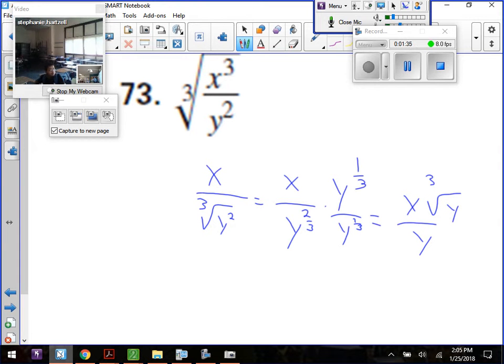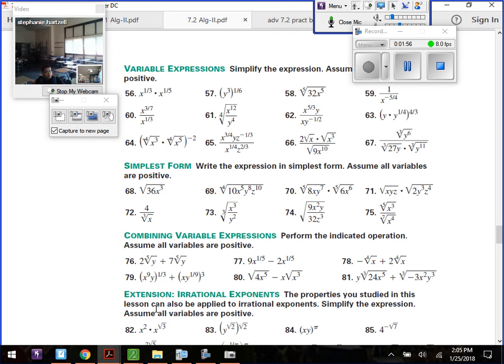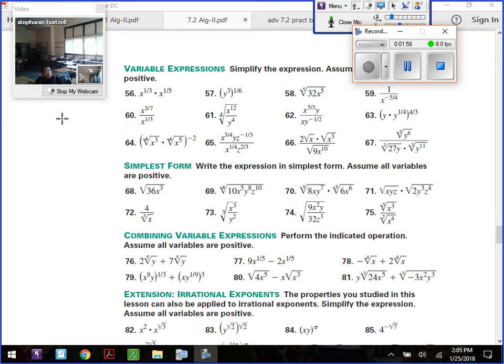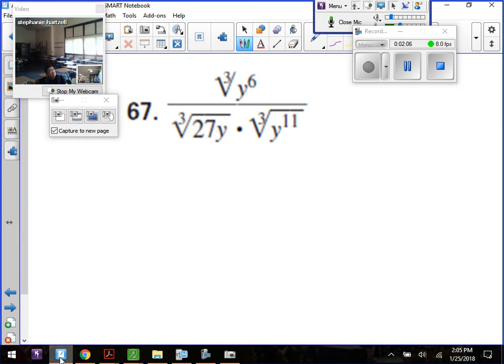Okay. Yes, ma'am. Which one? Sure. That was what I was talking about a second ago. When you look at the one like 67, notice how they all have the exact same nth root? They're all cube roots. So since they're all cube roots, the easiest thing to do to start the problem out is to write it as one giant fraction.